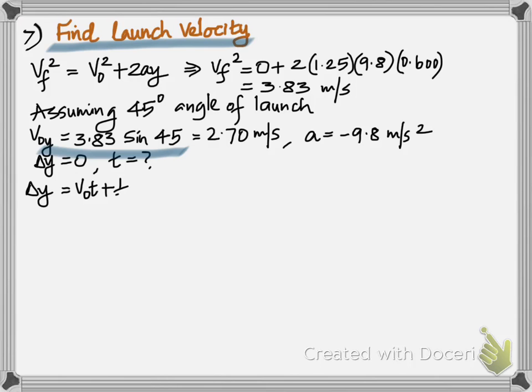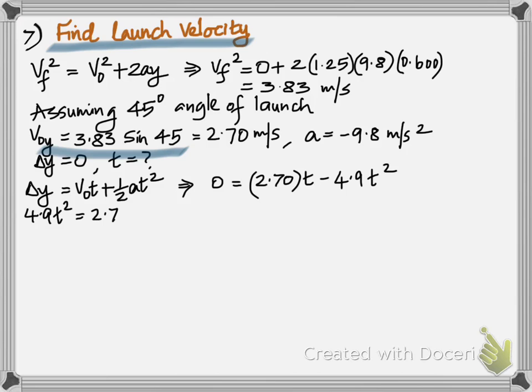Using the king of equations and substituting carefully, 0 is equal to 2.70 times t minus 4.9 again, t squared. Switch both sides, you get 4.9 t squared positive is equal to 2.70 t. Cancel the t and find t.